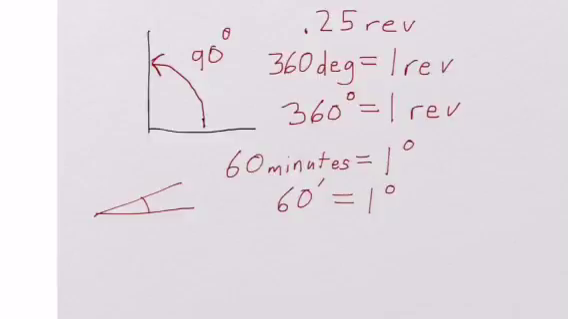We can further subdivide into seconds. We get 60 seconds in 1 minute. So if we want to extend that further, there's 3,600 seconds in 1 degree. So now continuing with this idea with the degree measure, we're going to talk about complementary and supplementary angles.